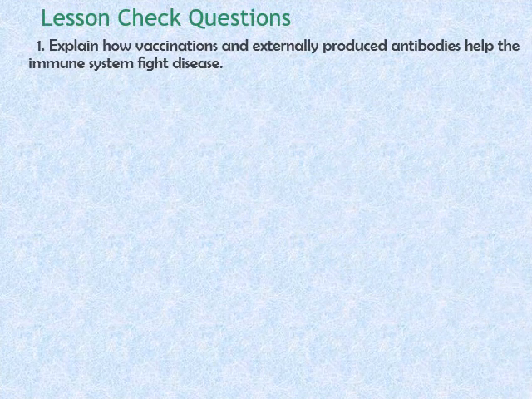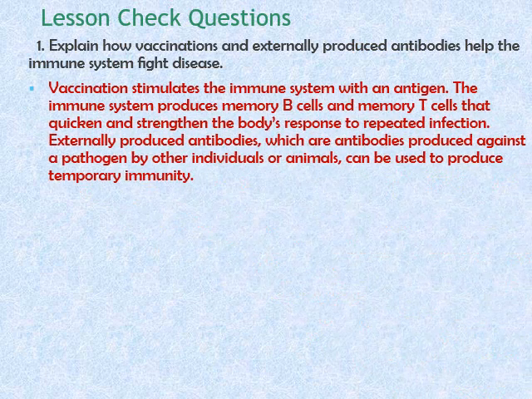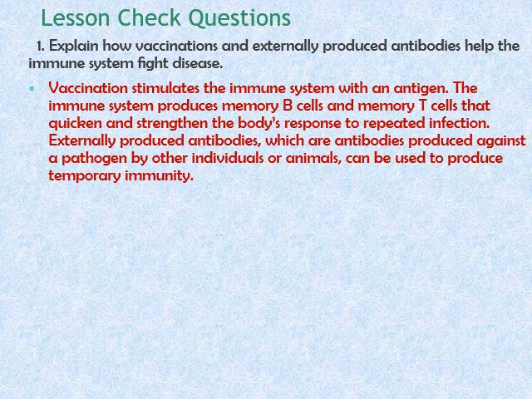Now let's answer the following lesson check questions. Question number 1. Explain how vaccinations and externally produced antibodies help the immune system to fight disease. The answer: vaccination stimulates the immune system with an antigen. The immune system then produces memory B cells and memory T cells that quicken and strengthen the body's response to repeated infections. On the other hand, externally produced antibodies, which are antibodies produced against a pathogen by other individuals or animals, can be used to produce temporary immunity.